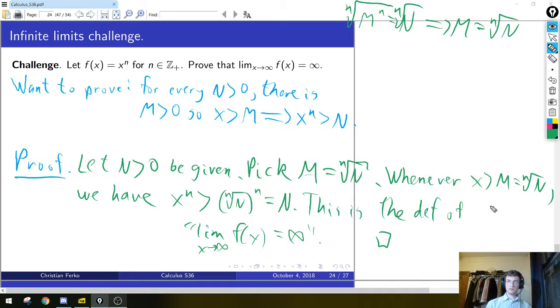Good. Okay, so maybe this is obvious if you draw a picture, but it's good to prove. So we know that monomials tend to infinity at infinity. Their end behavior is to blow up.